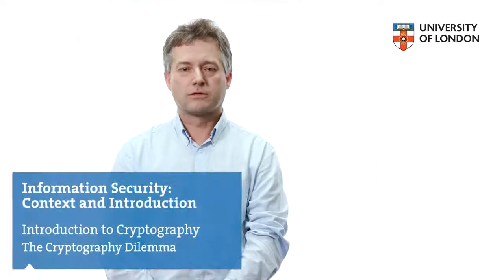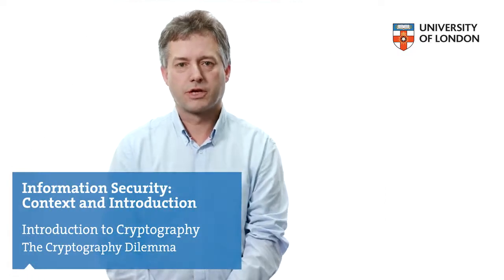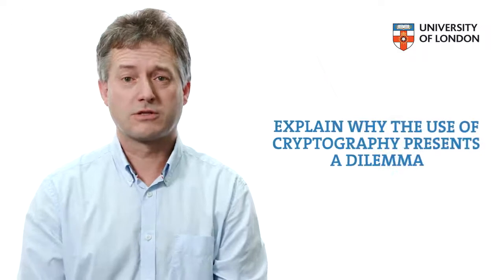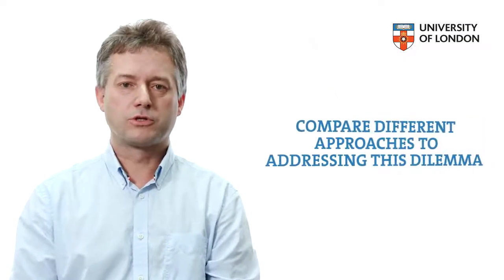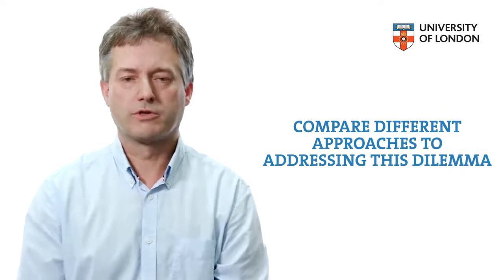So in this last lesson, we're going to do something a little bit different and actually consider the impact on society of cryptography. At the end of this lesson, you'll be able to explain why use of cryptography presents society with a dilemma and to compare a number of different approaches to addressing that cryptography dilemma.